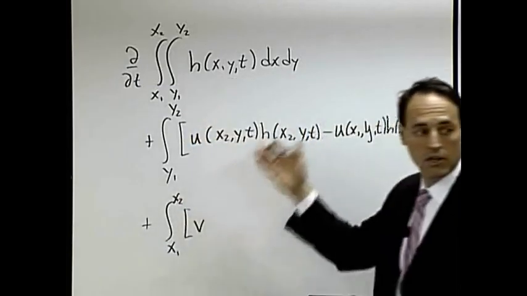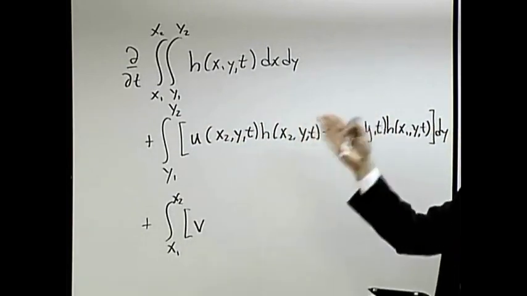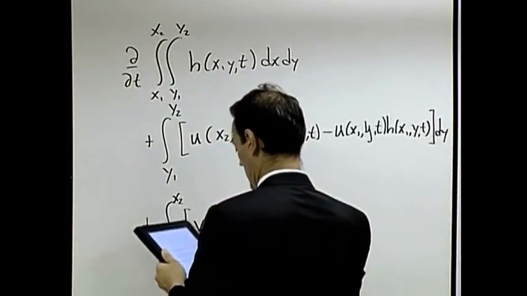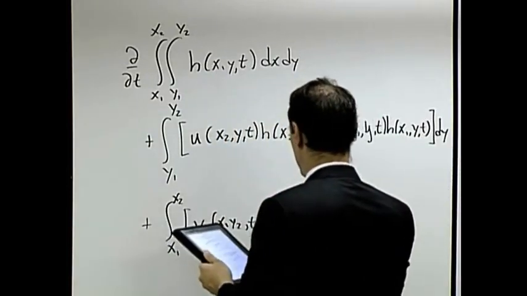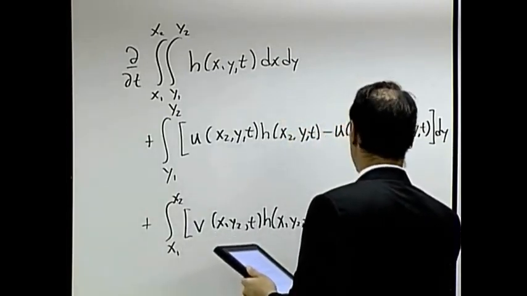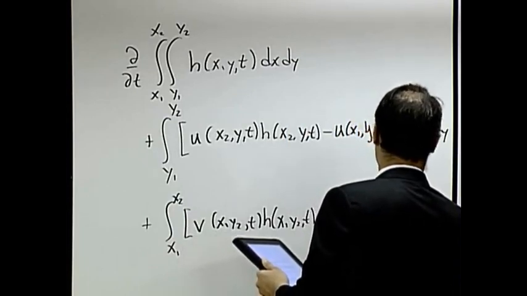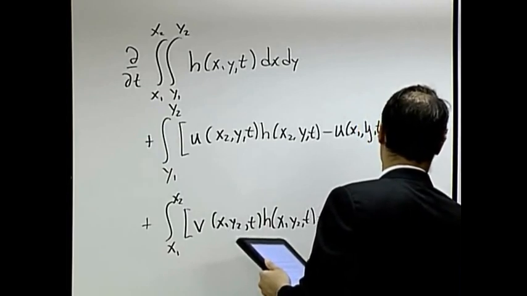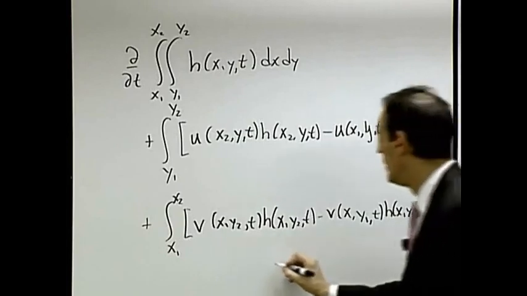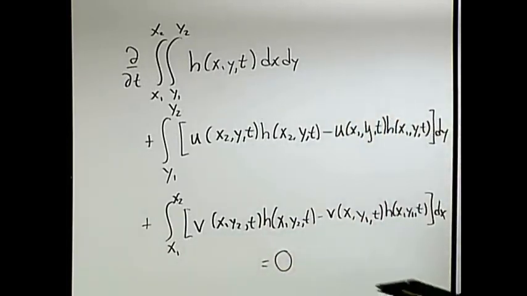And then I can do the same thing on the y surfaces, where y1 and y2 are. Now I can calculate the fluxes there, and this is what you get: v(x, y2, t) h(x, y2, t) minus v(x, y1, t) h(x, y1, t) equals 0. There's your conservation of mass.